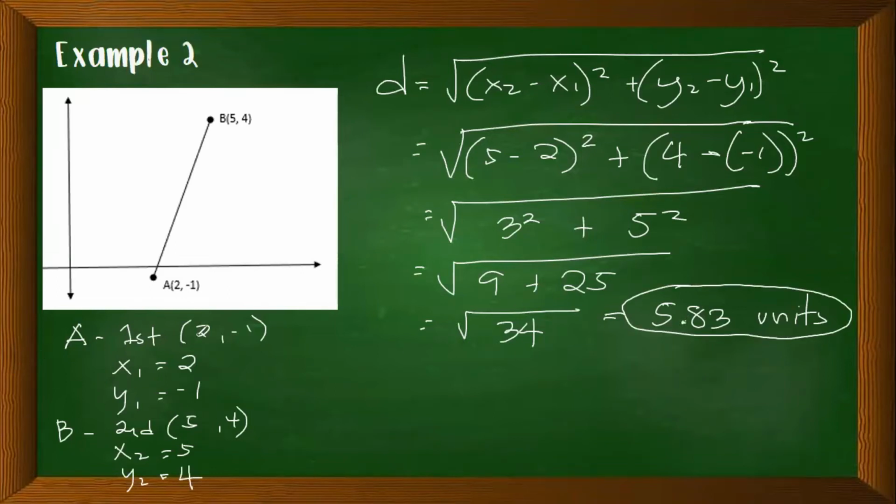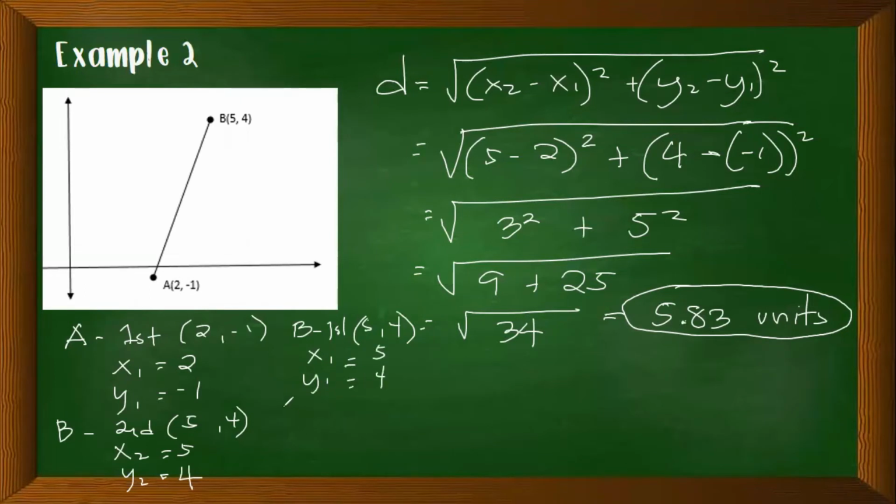What if I will use the first point as the B? Ayan, okay lang. The same lang yan. Okay, if this is your first point, which is the 5 and 4, ayan, ma-identify mo dyan as that would be your x sub 1 and y sub 1, the 5 and the 4.